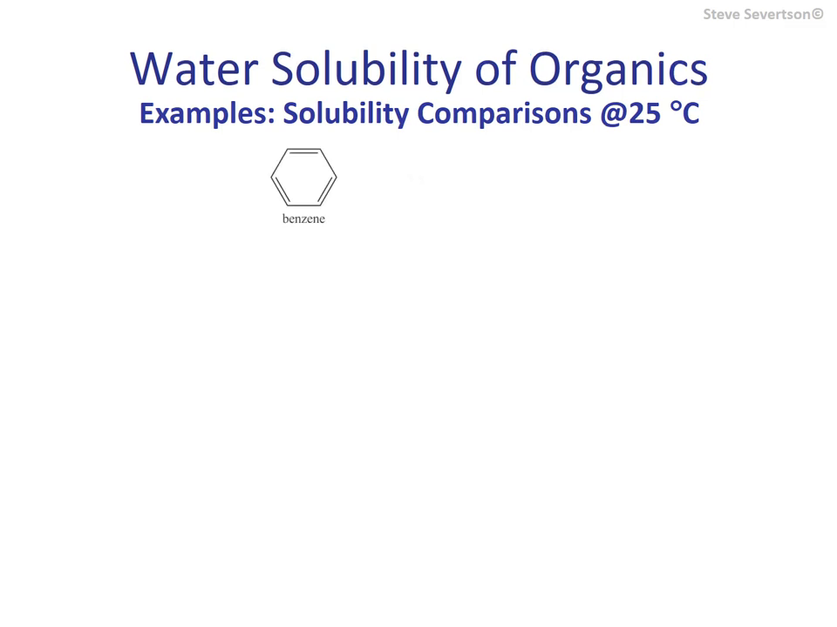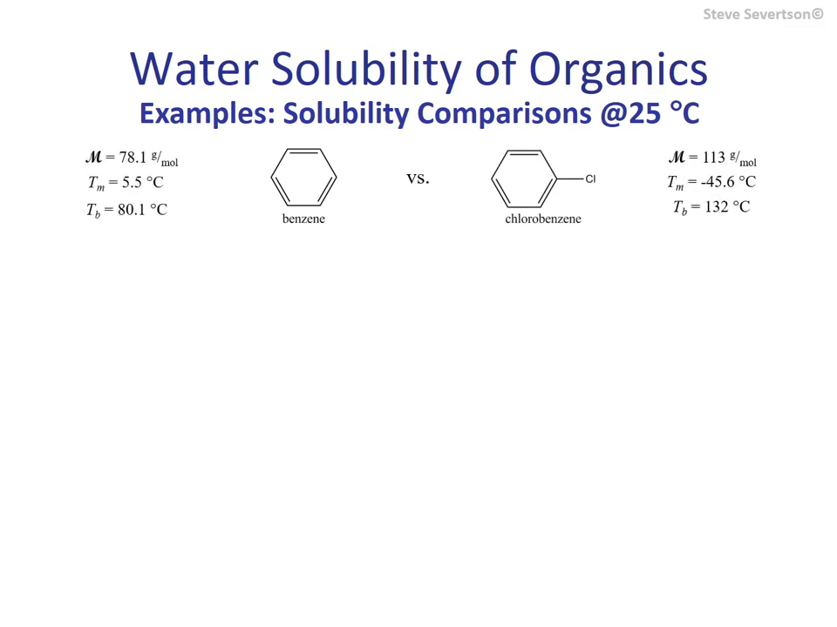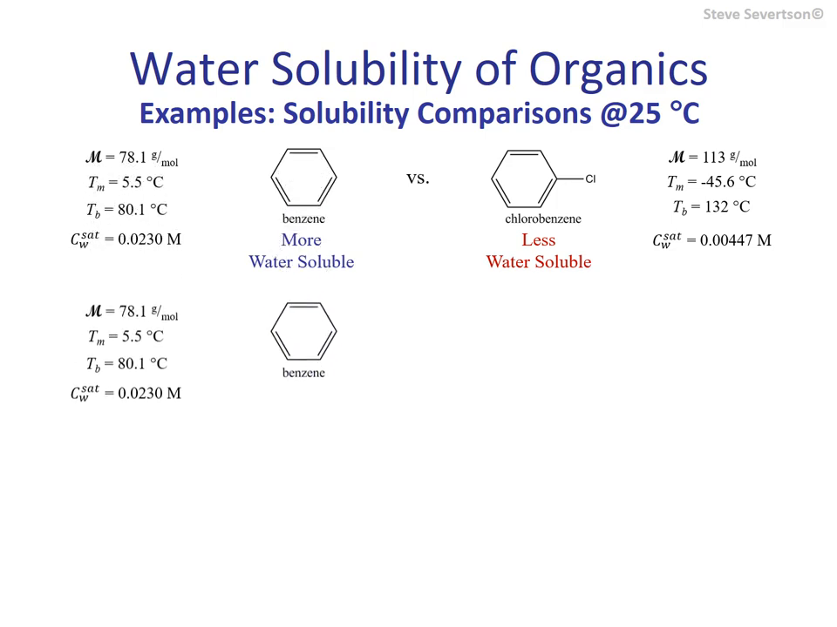Next, we compare benzene with chlorobenzene. Both of these compounds are liquids at 25 degrees Celsius. You might be surprised to find that benzene is actually more water-soluble. While the carbon-chlorine bond is polar, providing the chlorobenzene with a permanent dipole moment, it provides for only weak van der Waals interactions, not hydrogen bonding. Furthermore, the chlorine atom is quite large. It appears that the polarity provided by the chlorine atom is not sufficient to offset its disruption to the bonding in water.